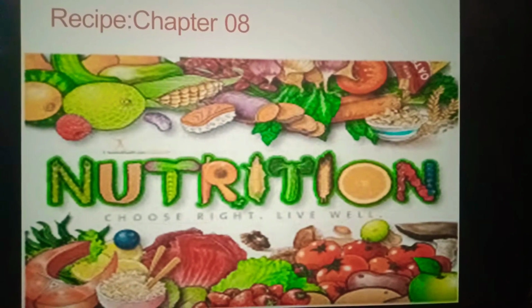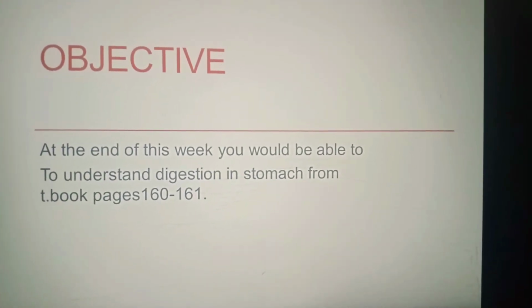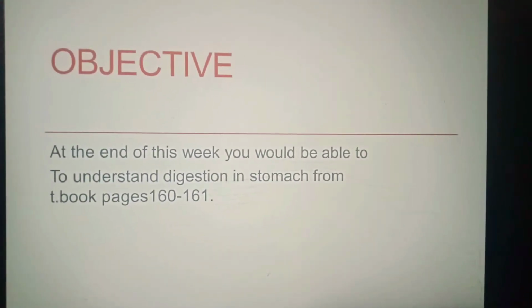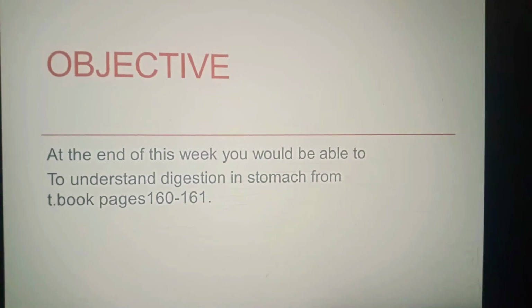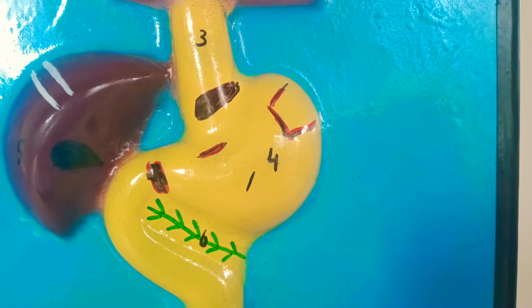The chapter is chapter number 8, nutrition. The objective is that at the end of this week you would be able to understand about digestion in stomach from textbook pages 160 to 161. The stomach is the dilated part of the alimentary canal.